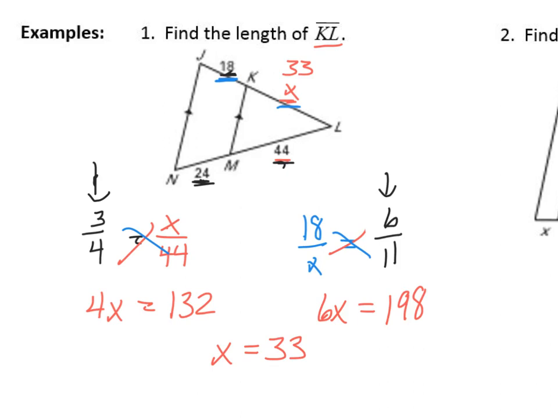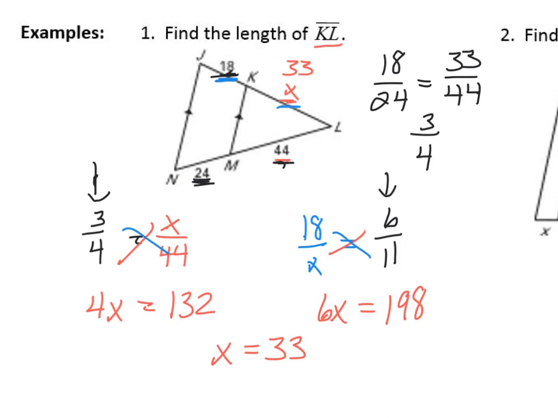Now I can always just double check my work. 18 over 24, so that ratio should be equal now to 33 over 44. And if I divide both of them, I'm going to get 3 over 4.